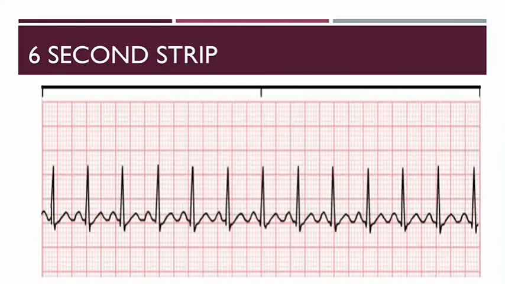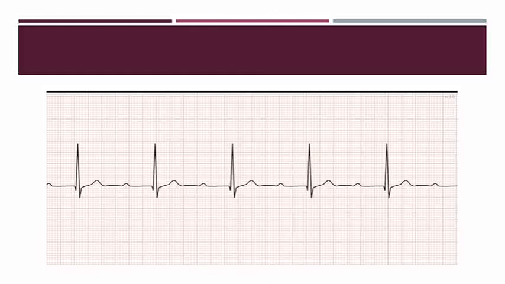Then the third method is the 6-second strip. Get 6 seconds of ECG tracing, which means 30 big boxes. Because one large box is 0.2 second, 30 big boxes are included in 6 seconds. Then count the number of R waves that appear within that 6-second strip and multiply by 10. So here we do it practically: this 6-second strip includes 13 R waves, and we multiply 13 R waves by 10. So we get a heart rate of 130.